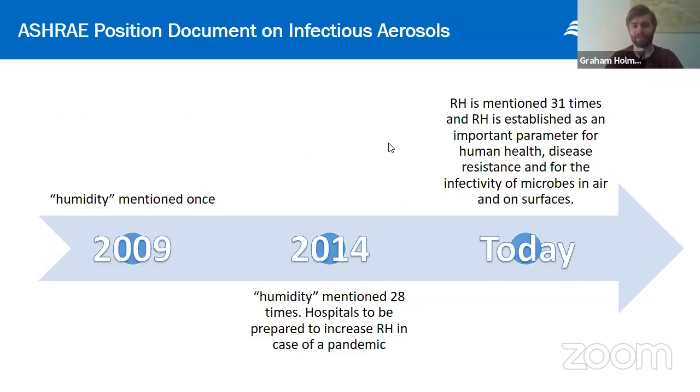So if we look back on the timeline of ASHRAE and what their recommendations are, this position document in 2009 only mentioned humidity 1 time. In 2014, that grew to mention it 28 times, and that hospitals should be prepared to increase relative humidity levels in case of a pandemic. And then today's document mentions relative humidity 31 times. It's established it as an important parameter for human health, disease resistance, and for infectivity of microbes in the air and on surfaces. So that's also a big distinction here.